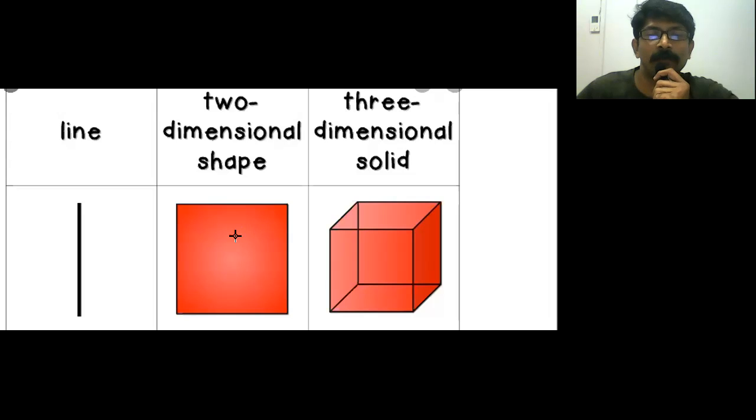Now understand, students, if we stretch this square horizontally or vertically, we get a three-dimensional solid, and that three-dimensional solid would be called a cube. So I hope you understood: one-dimensional is a line, two-dimensional is a square, and three-dimensional is a cube. I hope you understood till here. Pause the video and draw these diagrams quickly in your book. Hurry up.